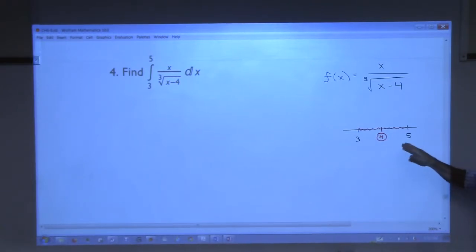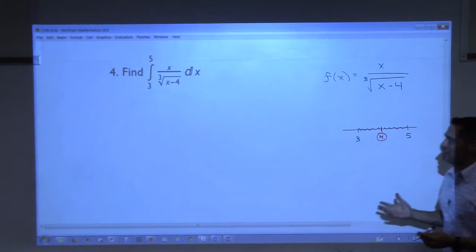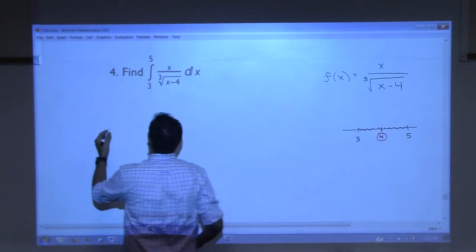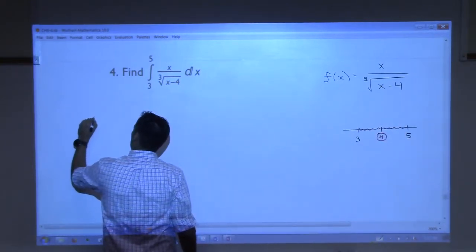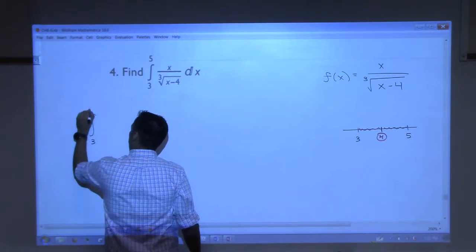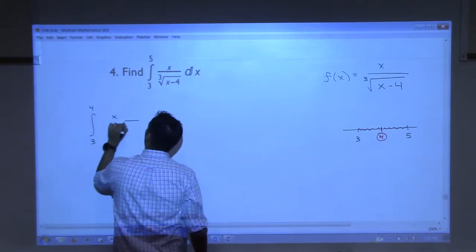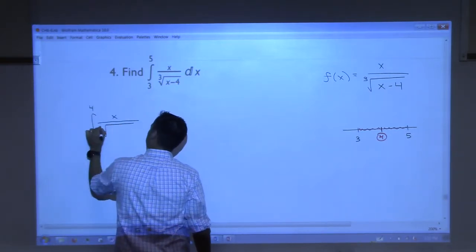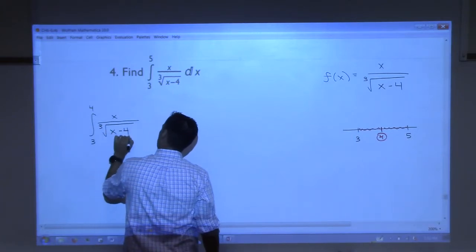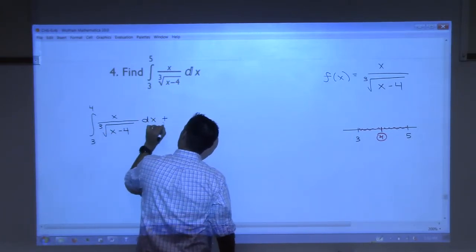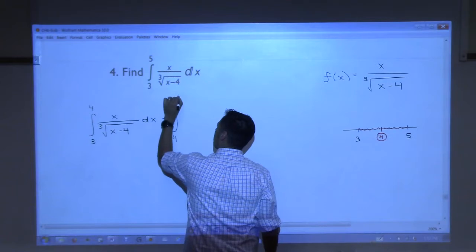We cannot overlook that 4 though. We can't just go from 3 to 5 and skip the 4. We have to see that it's there. So we're going to turn that integral into the integral from 3 to 4, plus the integral from 4 to 5.